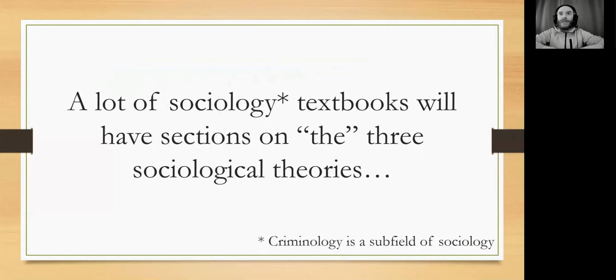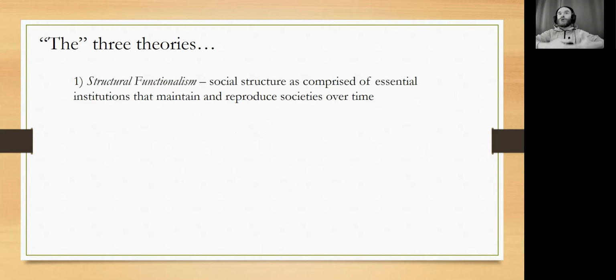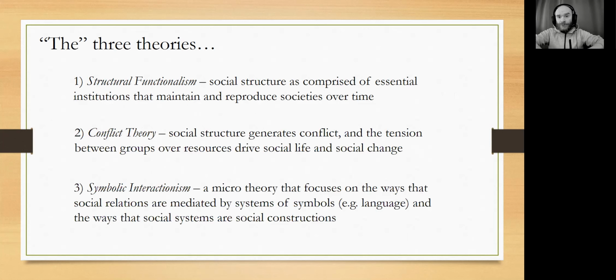And the issue that I have is that a lot of textbooks and sources will present sociology or sociological theory in terms of the three sociological theories. So, the three of them, as if these are the only three. And it's a bit frustrating because it's really super misleading, I would say. So the three theories, as if these are the only ones, are structural functionalism, conflict theory, and symbolic interactionism.